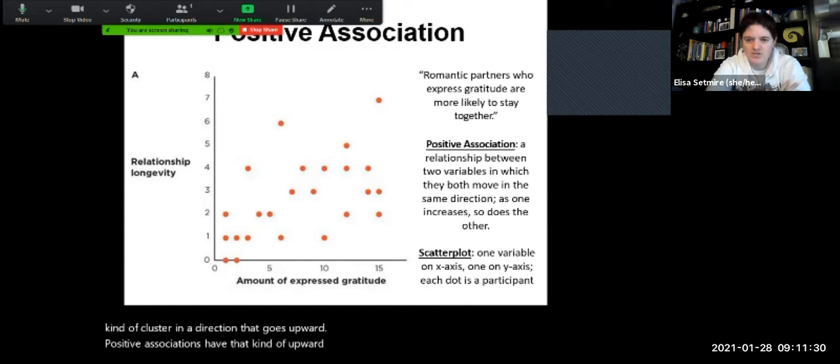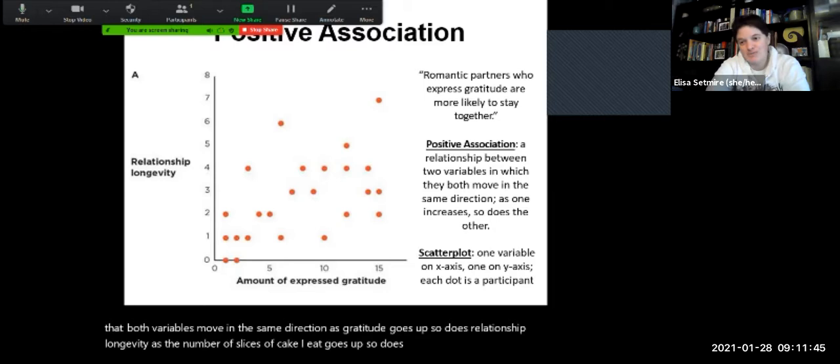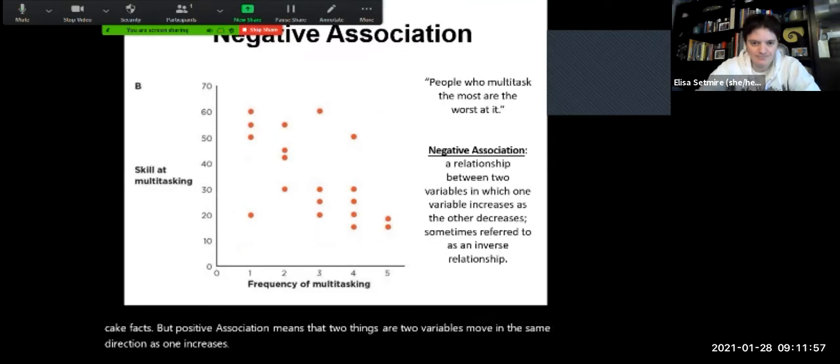And what a positive association means is that both variables move in the same direction. As gratitude goes up, so does relationship longevity. As the number of slices of cake I eat goes up, so does my weight, right? True, sadly, cake facts, right? But positive association means that two variables move in the same direction. As one increases, so does the other.